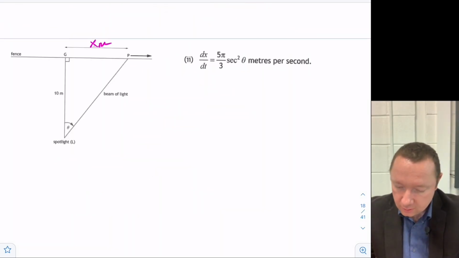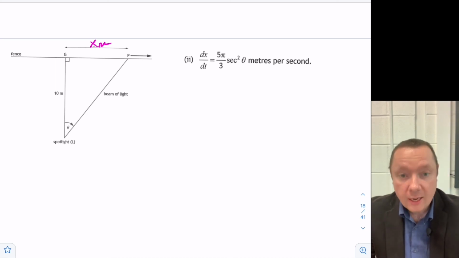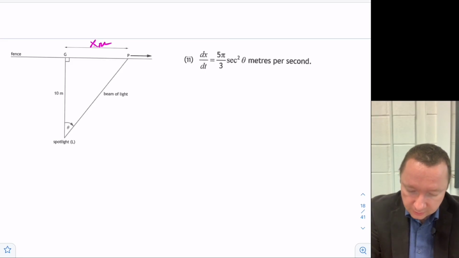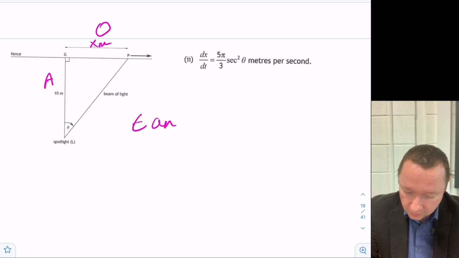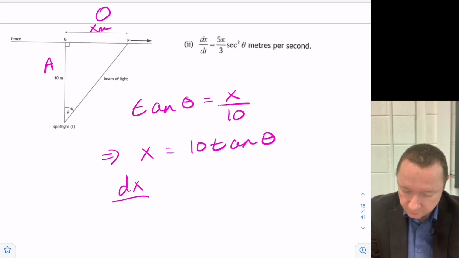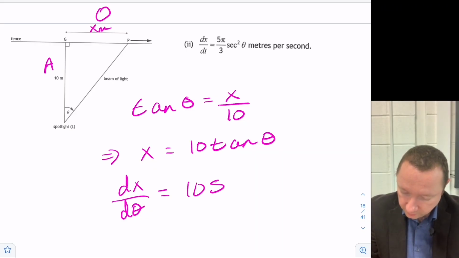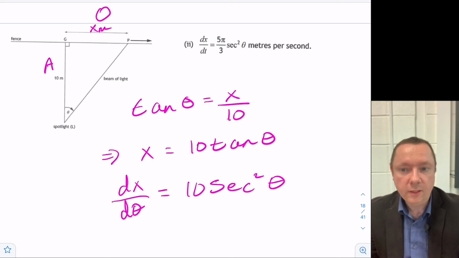B, show that dx by dt is 5 pi over 3 sec squared theta metres per second. If you look at our diagram, we've got a right angled triangle, so it's just SOHCAHTOA. Opposite is x and adjacent is 10. So the tan of our angle is simply x over 10. That implies that x equals 10 tan theta. dx by d theta must equal 10 sec squared theta. Tan goes to sec squared theta.